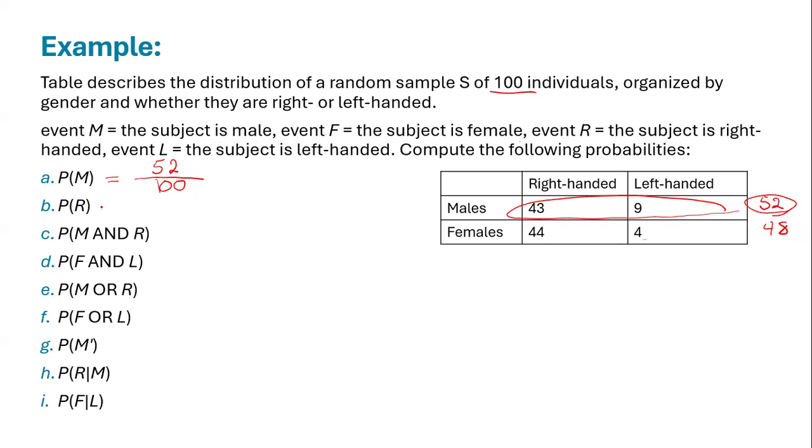What's the probability of R? Probability of R means the number of right-handed divided by the sample space. Sample space is 100, I know. How many right-handed do we have? It doesn't mention male or female, just right-handed. We have 43 male right-handed, we have 44 female right-handed, so that means right-handed together are 87. So the probability of the subject being right-handed is 87 over 100.